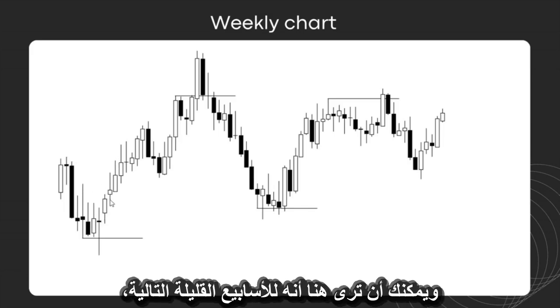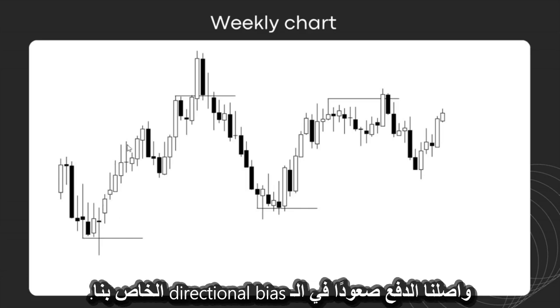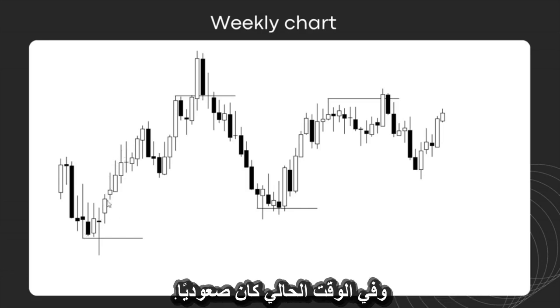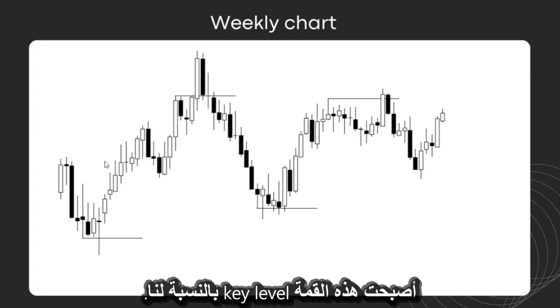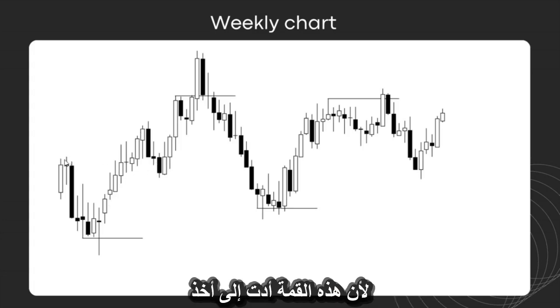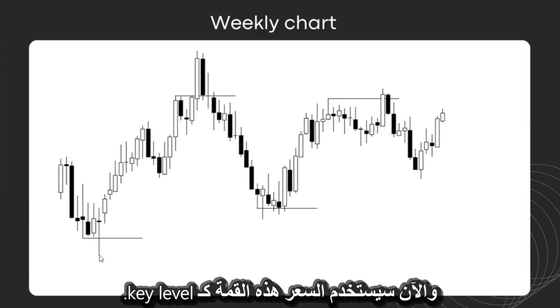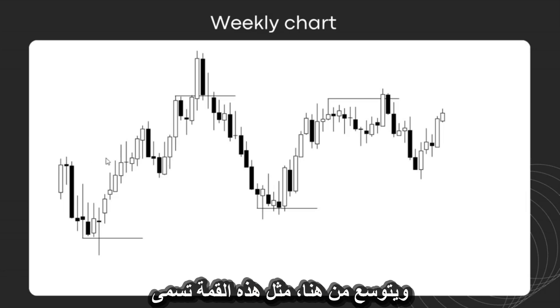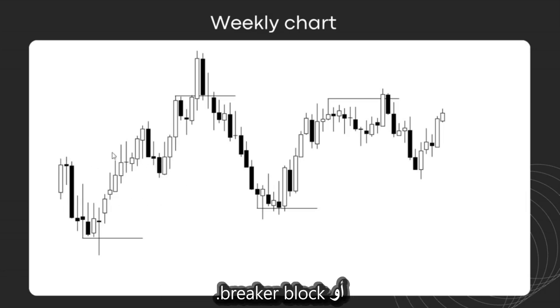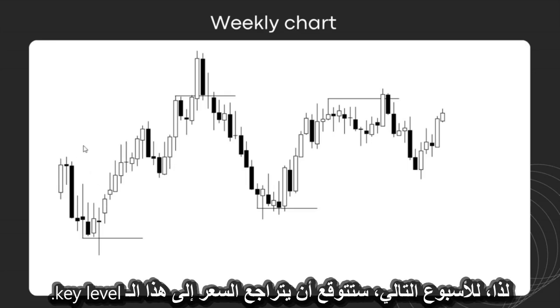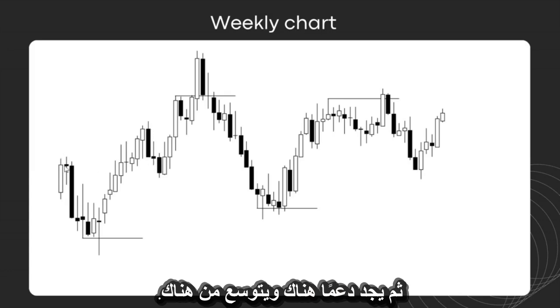And you can see right here, for the next few weeks we kept pushing higher, and our directional buys for the time being was bullish. Then after price action closed above this high right here, this high became a key level for us, because this high led to taking out liquidity, right? And now price is going to use this high as a key level and test it and expand from here. Such highs are called what? They are either called mitigation block or breaker block, right? So for the next week, you're going to expect price to retrace to this key level and then find support there and expand from there.